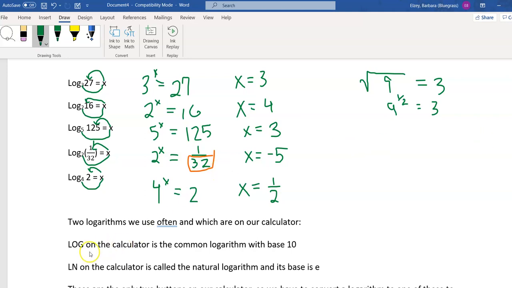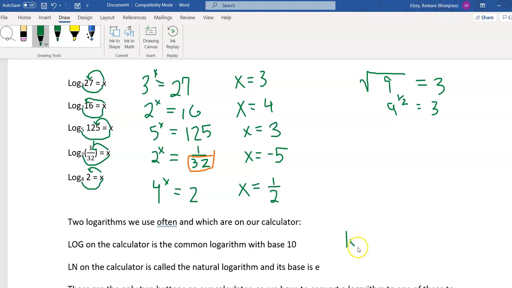The first one is the LOG button on your calculator, and you can look and find that now on your calculator. This is the common logarithm, and its base is 10. So if we see LOG with no base written, its base is 10. Because of course we are in a base 10 number system, so many of the logs that we deal with are base 10, since our number system itself is base 10.